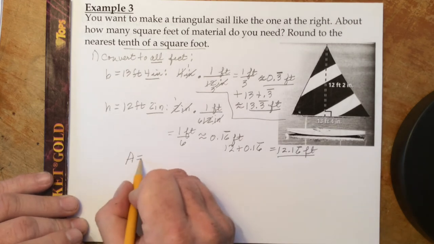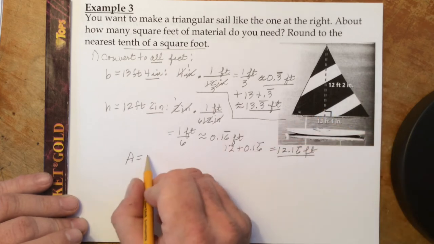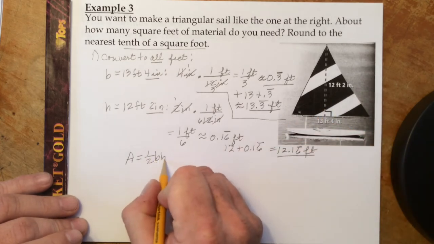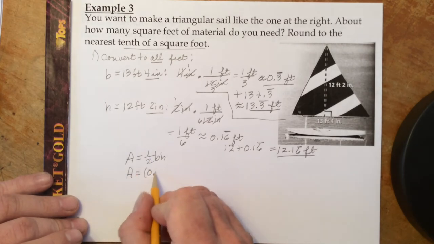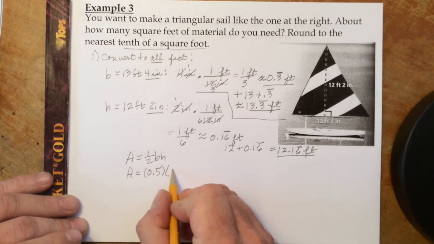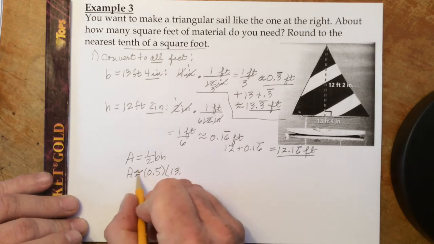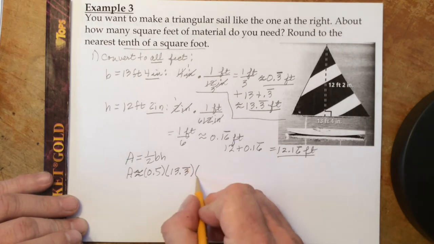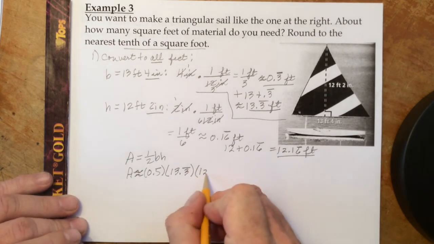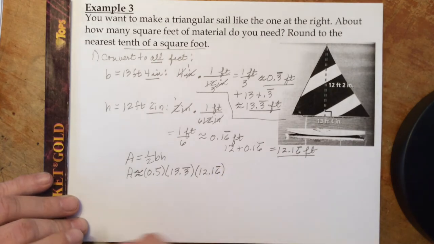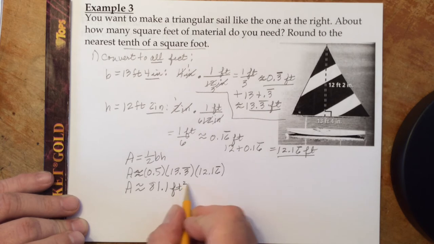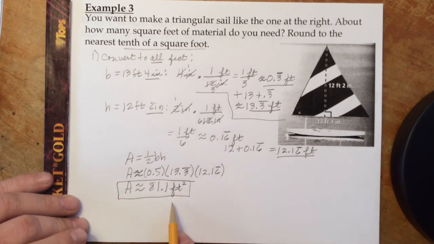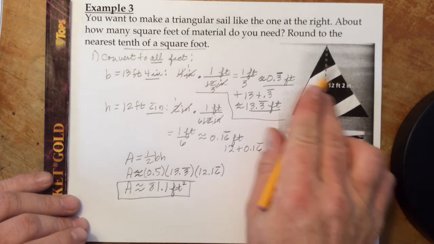Now we find the area. Area formula for a triangle is not base times height, it's half times the base times height. Since we're dealing with decimals, we can change everything over to decimals. 1/2 is 0.5 times the base, which is about 13.3 repeating feet, times the height, which is about 12.16 with the 6 repeating. When you multiply that in your calculator and round to the nearest tenth, we get about 81.1 square feet. So the amount of material they need for the sail is a little over 81 square feet of material.